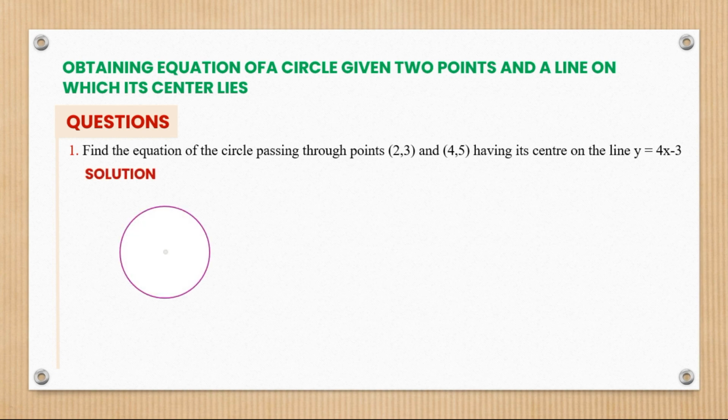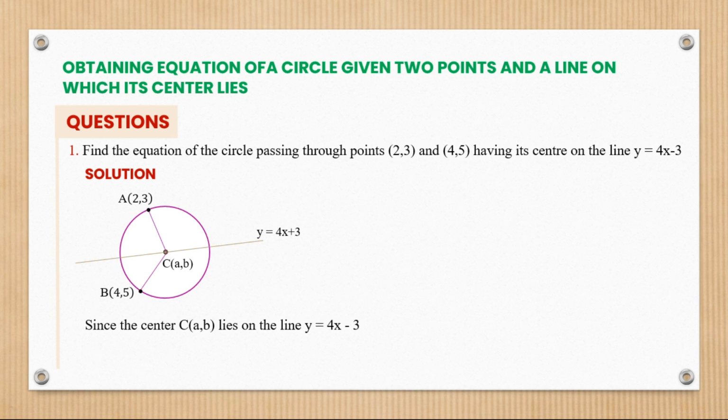So let's first sketch this to demonstrate what we are being told in the question. As you can see, that is the center. Then we have 2 points. We're going to call them point A and B, of which I can see that point A is (2, 3), and then point B is (4, 5). As you can see, the distance from the center to each one of these points shall be equal to the radius. So that's why we have these lines there. Then, as we've been told, the center lies on the line y equals 4x minus 3. So that is the line passing through the center.